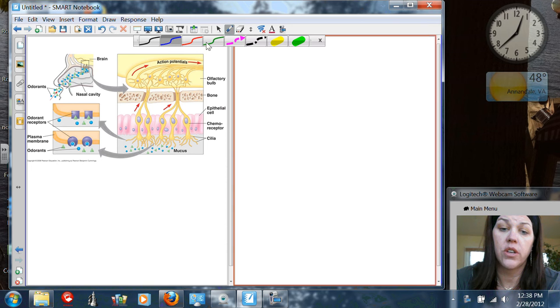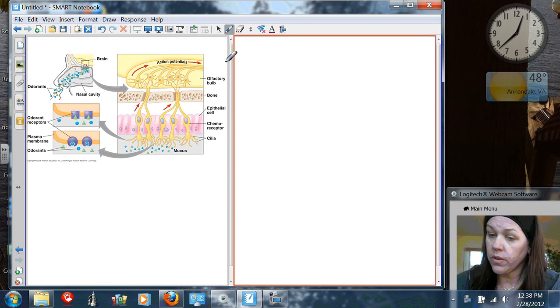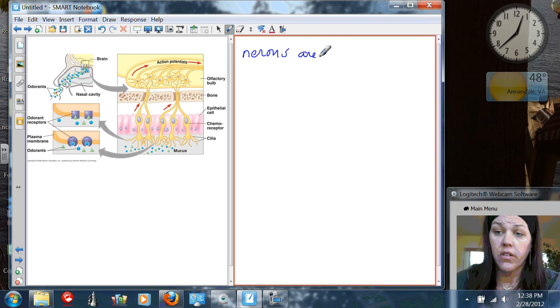Let's go over what you need to know about the nose. Again, this picture you should already have completed and colored. Different from taste, where it's a modified epithelial cell that has the receptor protein, in smell, the actual receptor cell where the receptor sites are nerve cells. So neurons are the receptor cells.